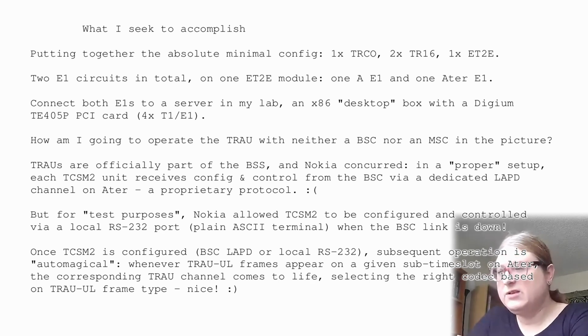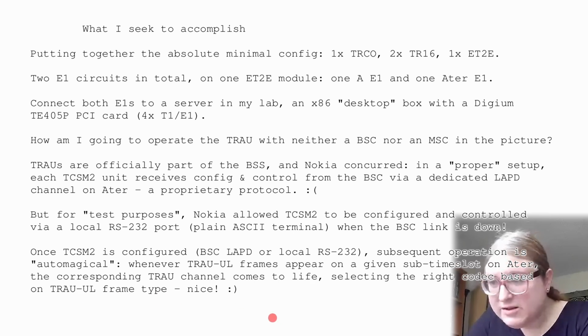If it's configured locally through RS-232, then what I'm hoping will happen is it will behave like it's supposed to behave in regular operation, where anytime dynamically in real time a call is switched to one of the sub time slots on ATER, as soon as the TRAU sees the valid uplink frames, that's its initialization signal. It boots up the DSP and selects the correct codec based on the TRAU UL frame type. At least that's what's supposed to happen. We'll see if it actually does.